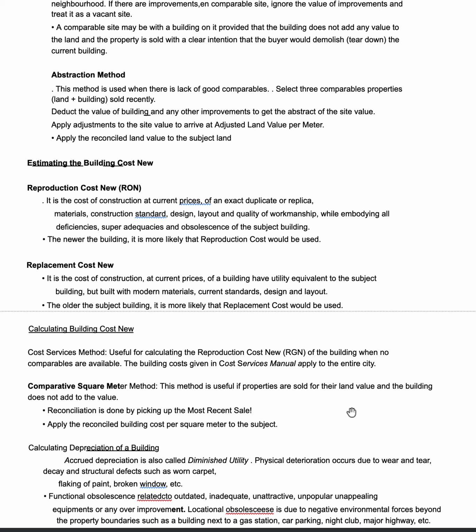Calculating building costs new is a cost average method useful for calculating reproduction costs new of the building when no comparables are available. The building cost is given in the cost service manuals applied to the entire city.